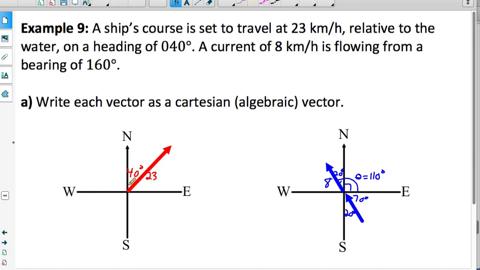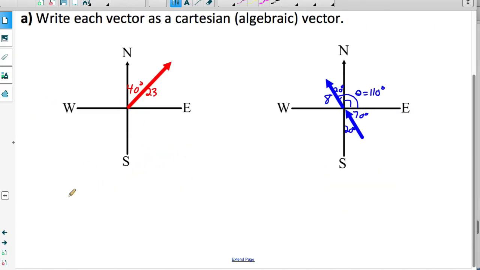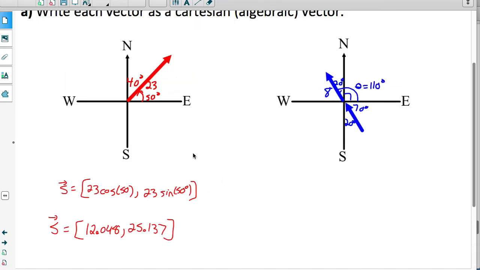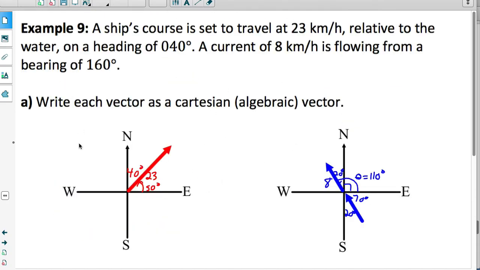So this vector is about the ship's speed, so I will call this vector S. Its x component is equal to the magnitude times cosine of the angle, and the angle from the x-axis, so that would be 50 degrees, so 23 cos 50. And the y component is the magnitude of the vector times sine of the angle from the positive x-axis to the vector, so 23 sine 50. Now let's do the vector that's the velocity of the water.